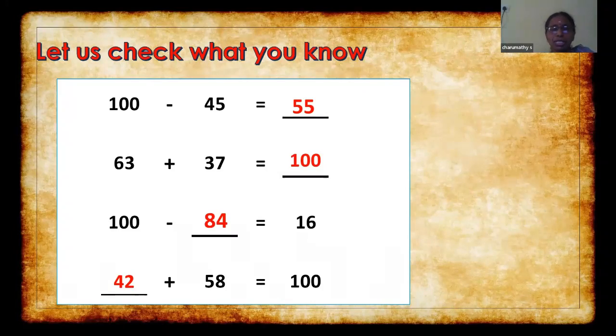You just look at it, because I have been talking about 2-digit numbers. I have taken the smallest 3-digit number. Either I'm getting the sum as 100 or my minuend is 100.